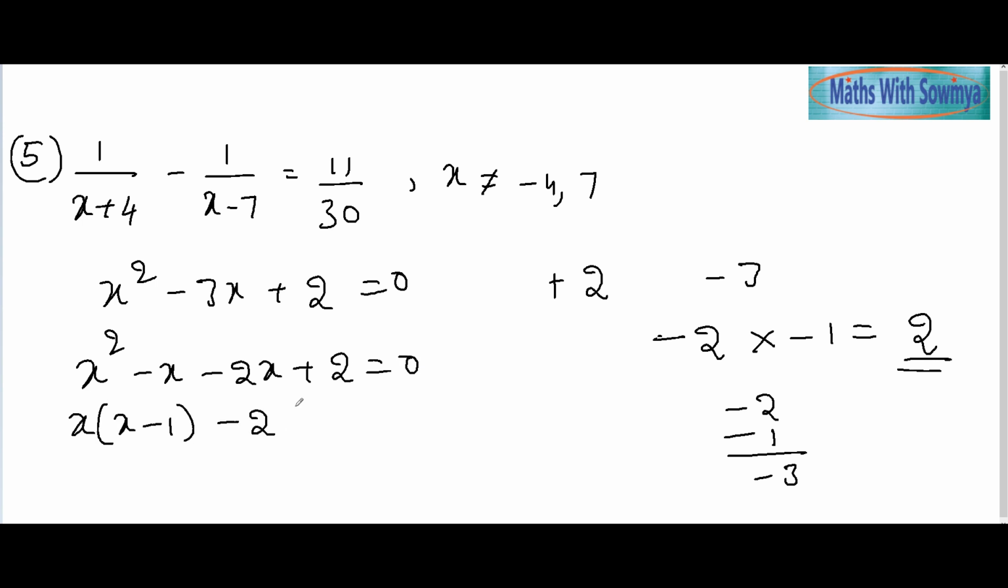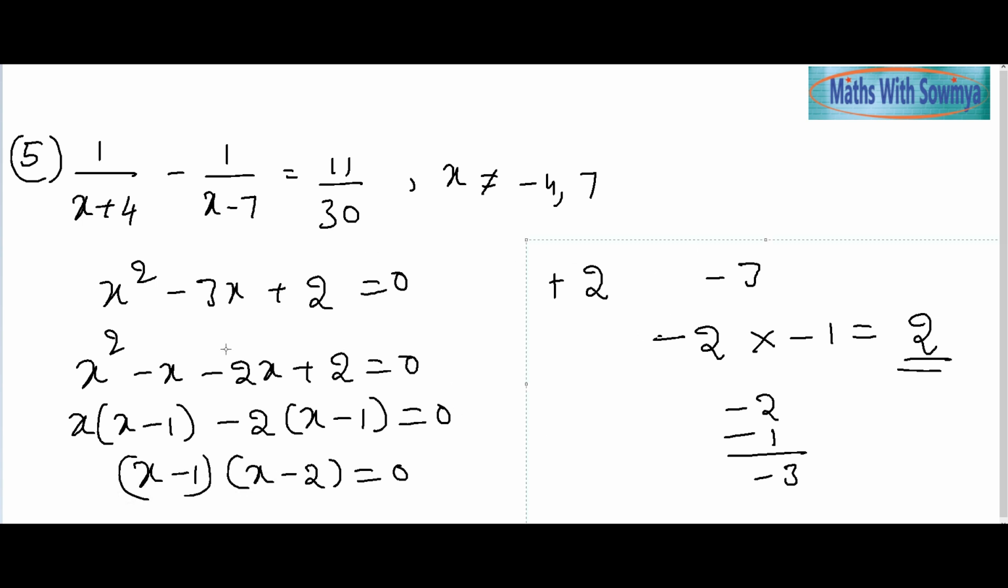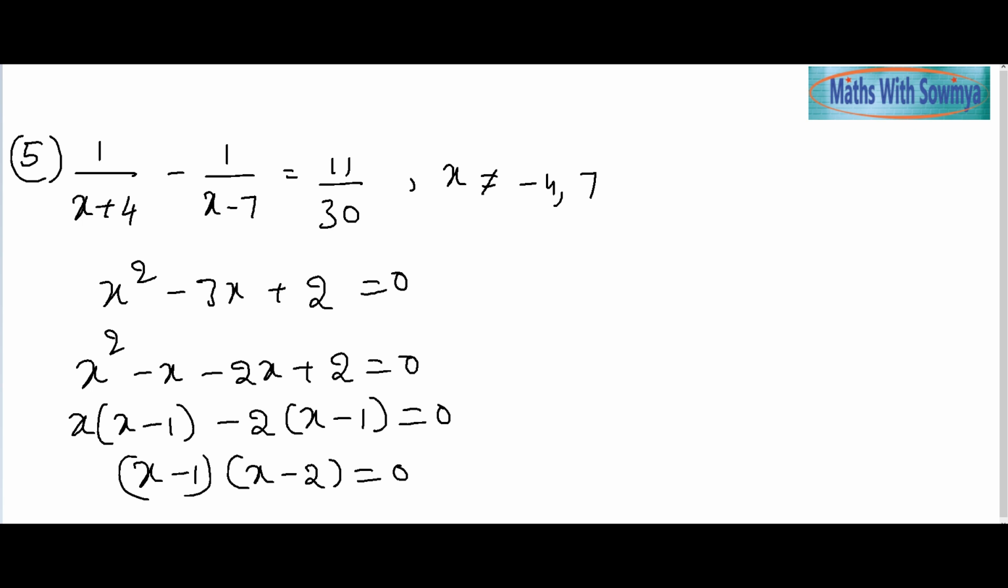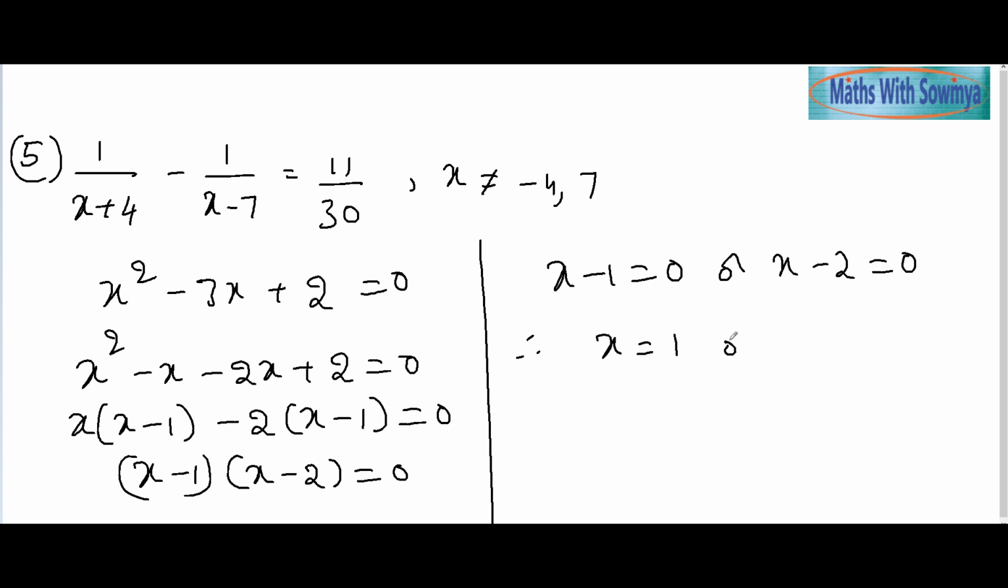x into x minus 1 minus 2 into x minus 1 is 0. So x minus 1 and x minus 2 is equal to 0. So now you just equate because the product is 0. One of them must be 0 to get the product 0. So either x minus 1 is 0 or x minus 2 is 0. Therefore, x is equal to 1 or x is equal to 2.